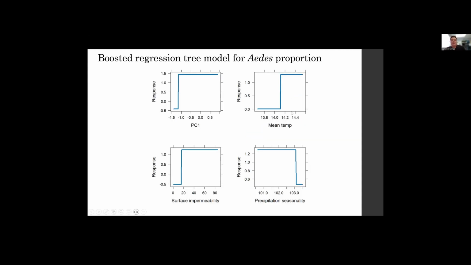So if we compute that for our Aedes versus Culex model, these are our top four contributing variables, which is a climate principal component, temperature, surface impermeability, so that's kind of related to urbanization, and precipitation seasonality. And if you can see, they have a low value, that's kind of one prediction. And then as you move down the x-axis, which is our environmental variable, there's a threshold where you switch to the other prediction. So those are kind of the nodes of the tree as they appear in each of these models.